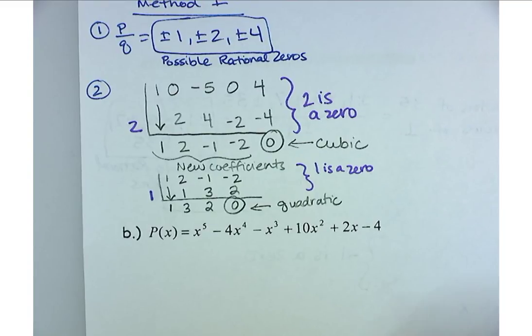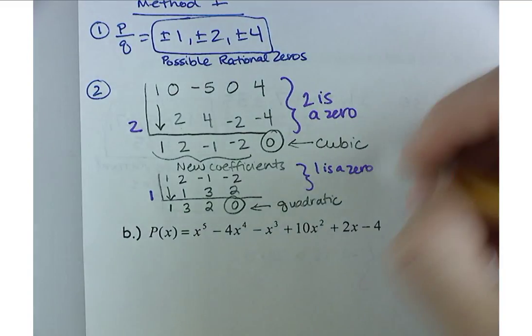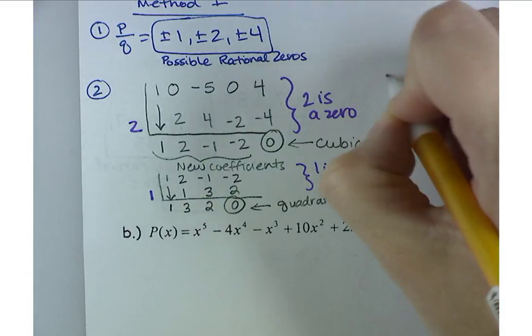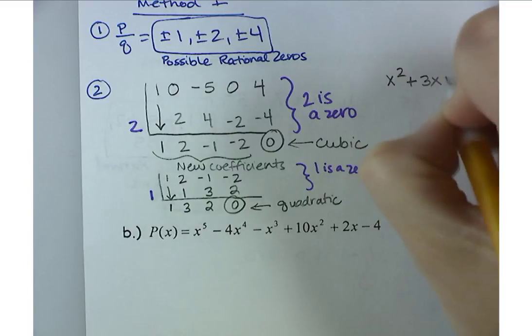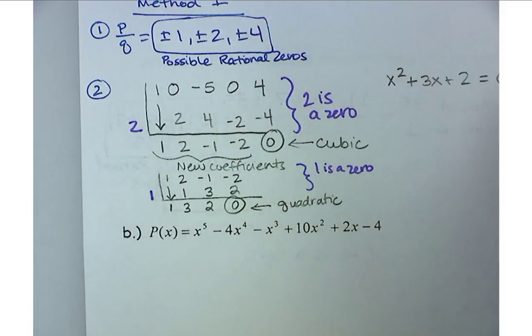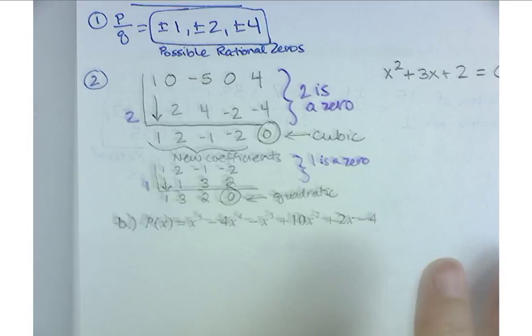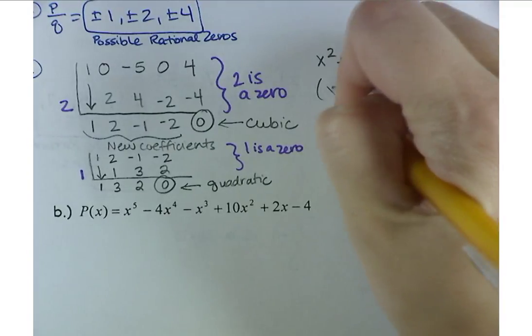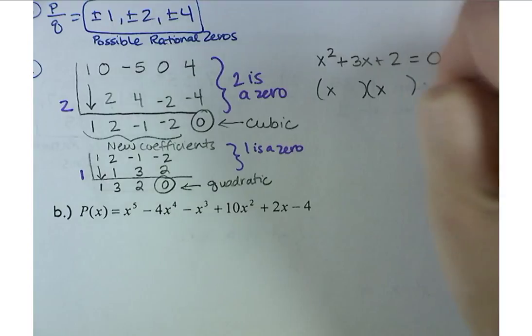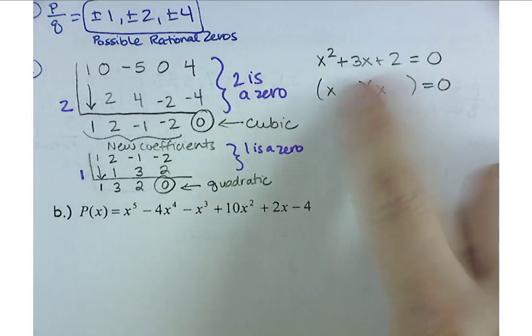Okay, so once you have the quadratic, then you can set up your quadratic equation, and you can either factor or you can use the quadratic formula. This one is factorable because you have all rational zeros for this. What's going to multiply to 2 but add to 3?